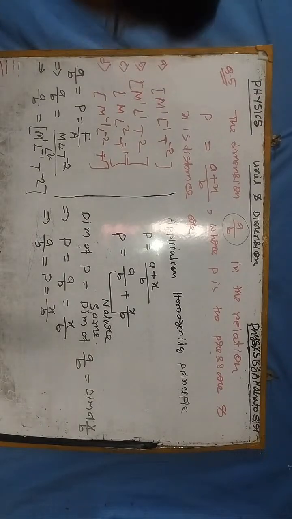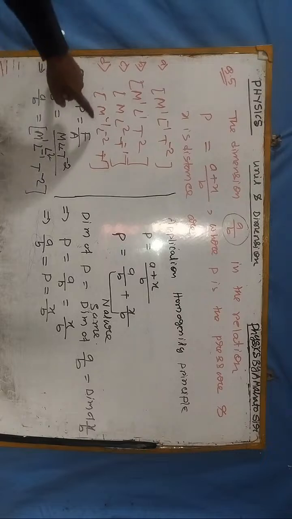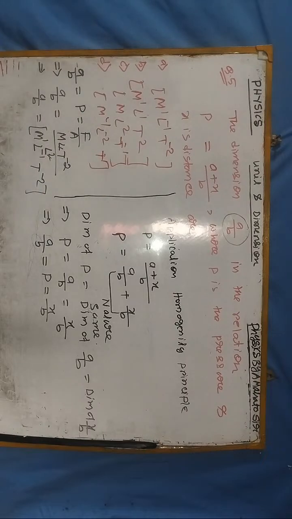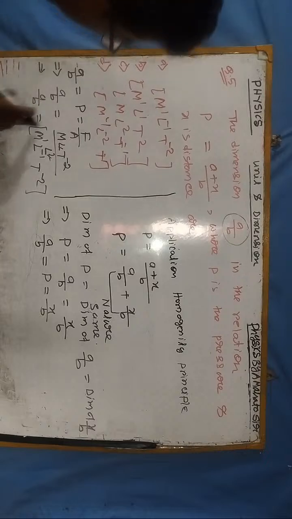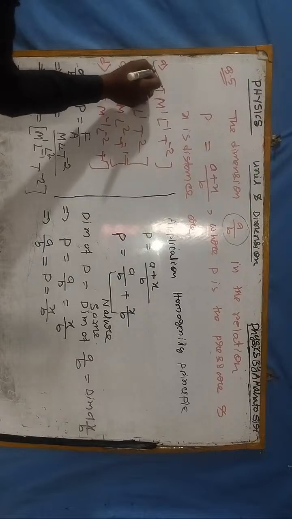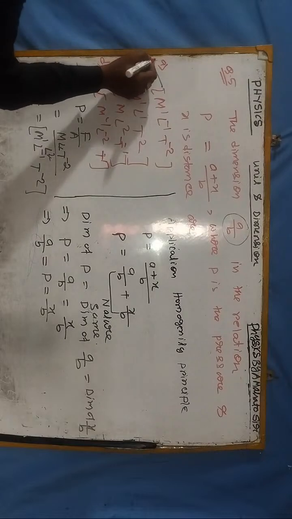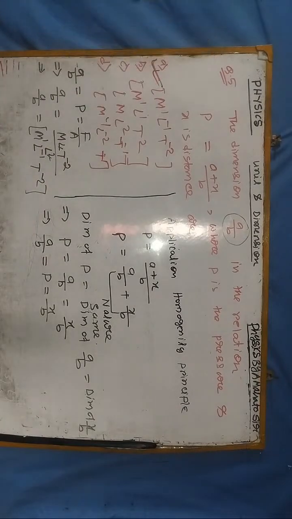Here M power 1 L power minus 1 T power minus 2. So this option matches: M power 1 L power minus 1 T power minus 2. So option A is right.